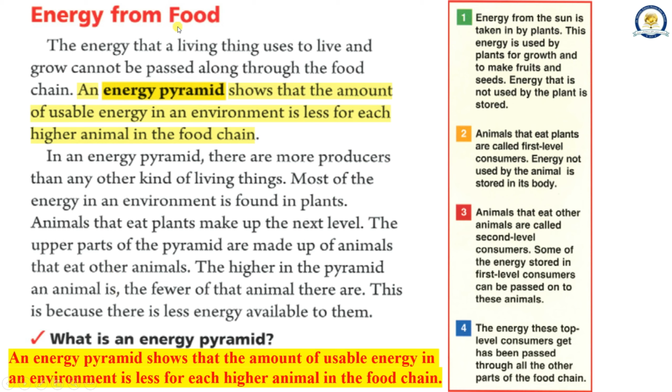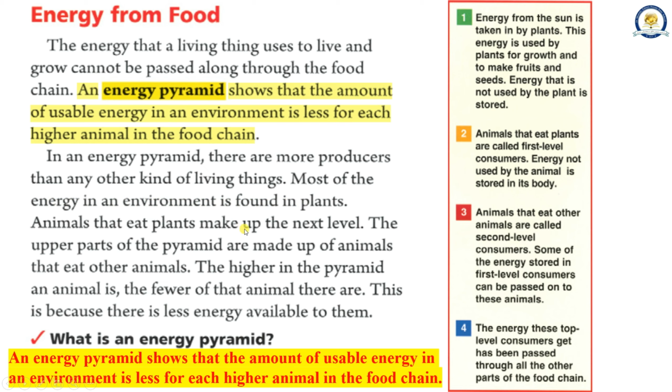Energy from food. The energy that a living thing uses to live and grow cannot be passed along through the food chain. An energy pyramid shows that the amount of usable energy in an environment is less for each higher animal in the food chain. In an energy pyramid, there are more producers than any other kind of living things. Most of the energy in an environment is found in plants.